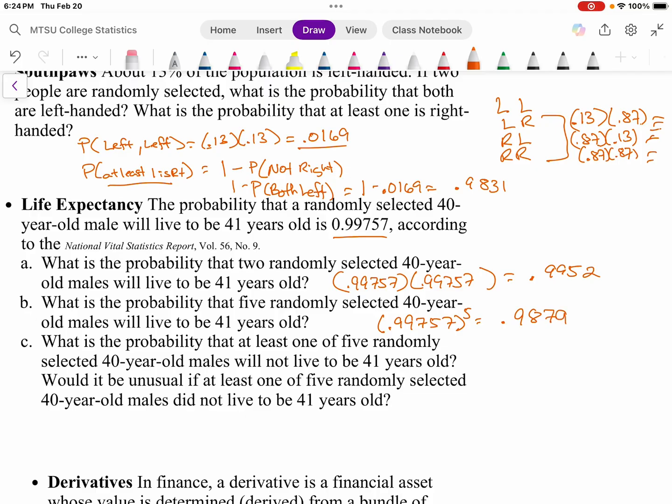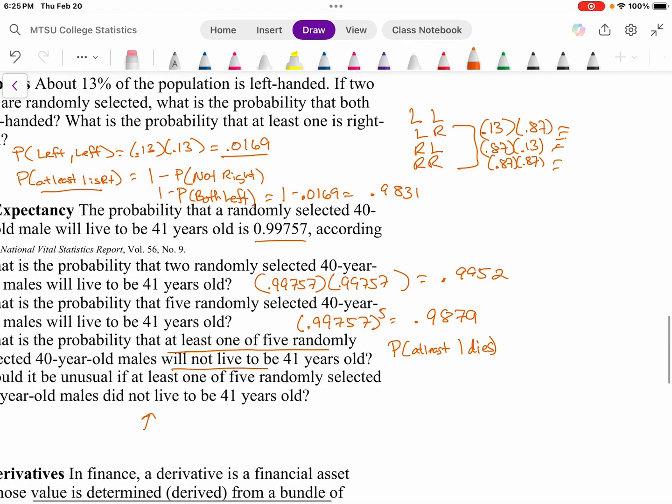Part C, what is the probability that at least one of the 5 will not live? Okay, and then we got a follow-up question. Would it be unusual if at least one of the 5 selected 40-year-old males did not live? So let's first find this one. What's the probability at least one dies? Because it says not live. Well, at least one does not live.